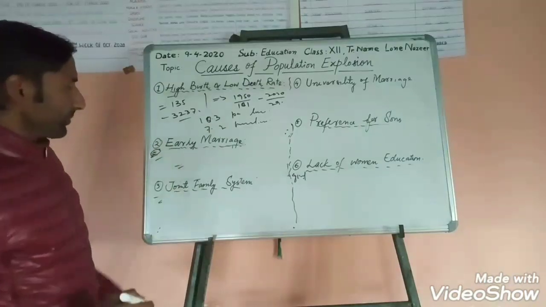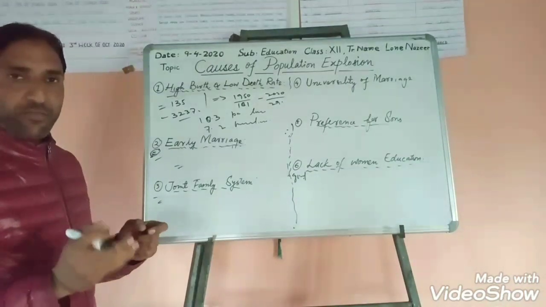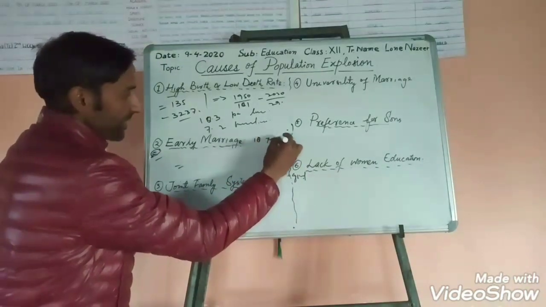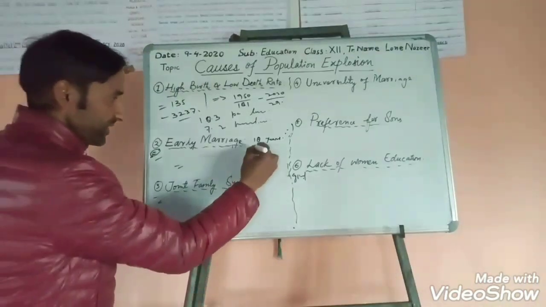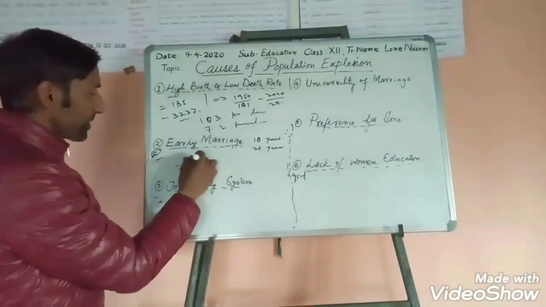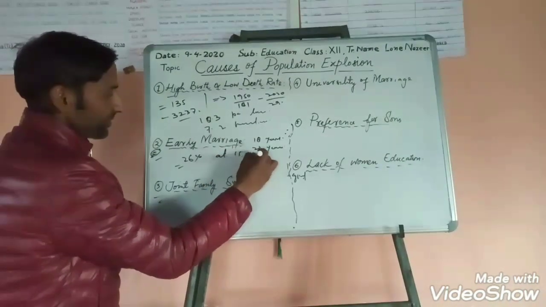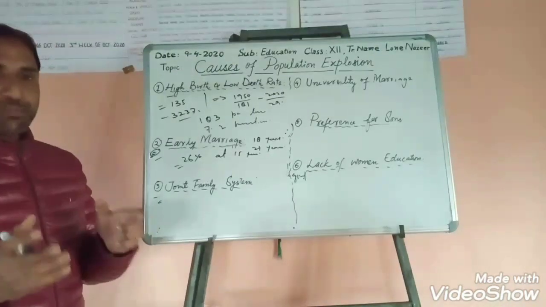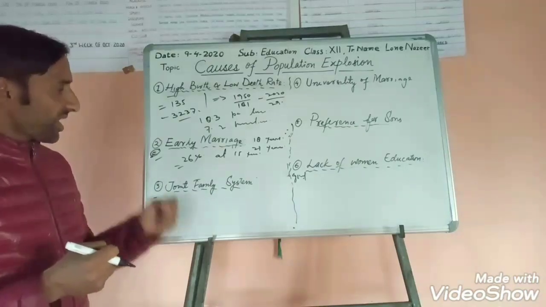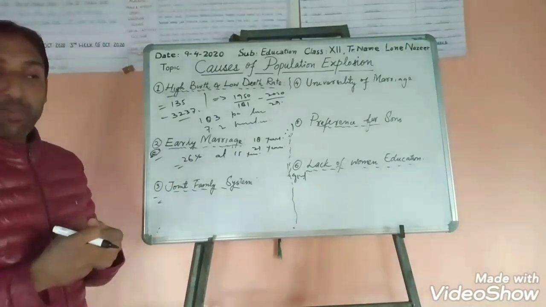Next one is early marriage. The legal age of marriage for females in India is 18 years, and for males it is 21 years. According to reports, 26% girls are married at the age of 15 years, which means that they are getting married at the most fertile age. So they get a lot of chance of producing more children, which becomes the cause of population explosion.